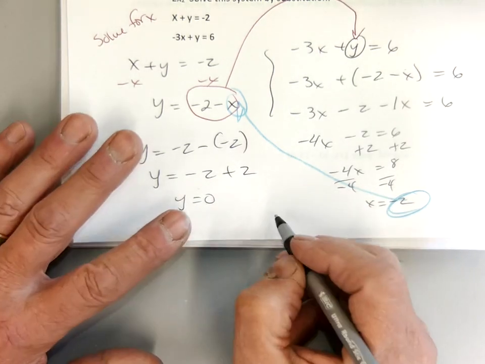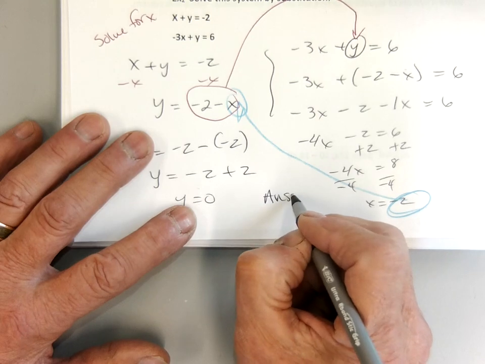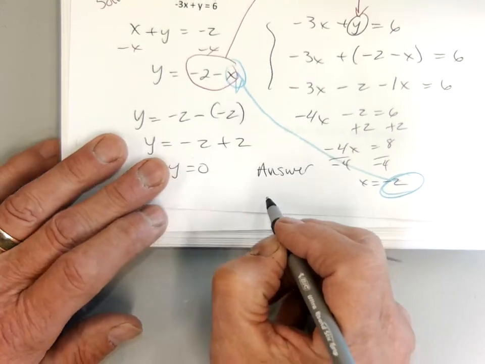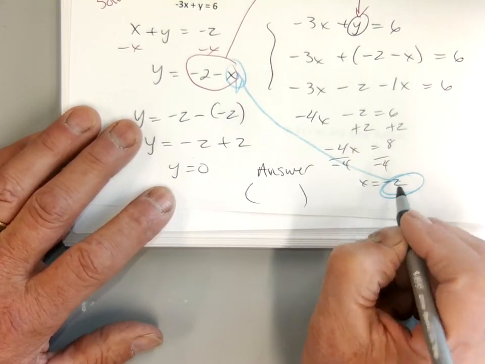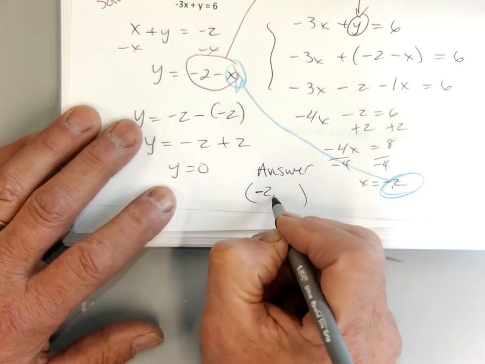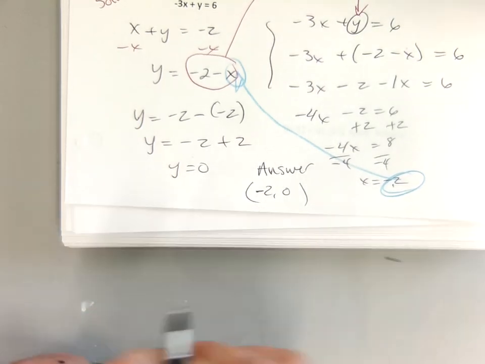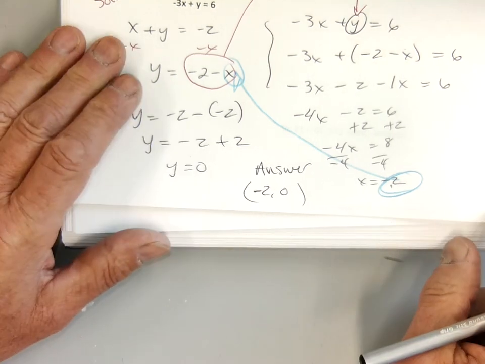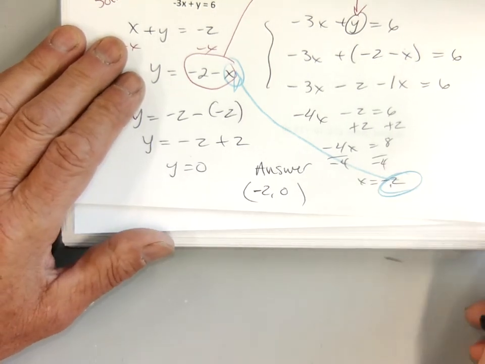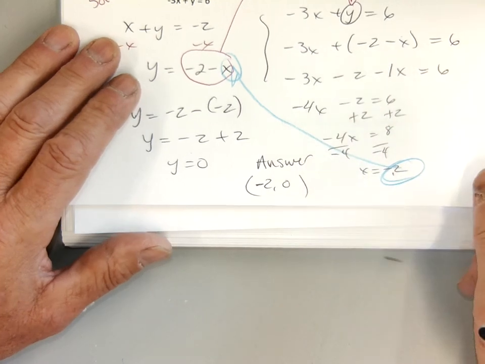My answer is a point: -2, 0. How's that? Thumbs up? You guys getting it? Okay, it's not that bad, is it? And it's a lot better than graphing.